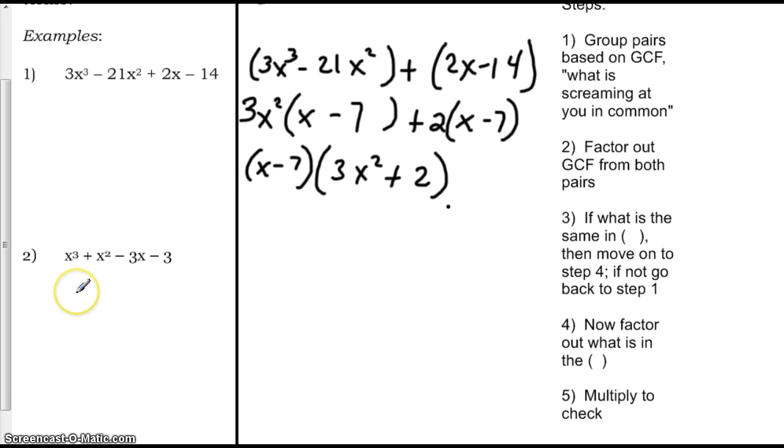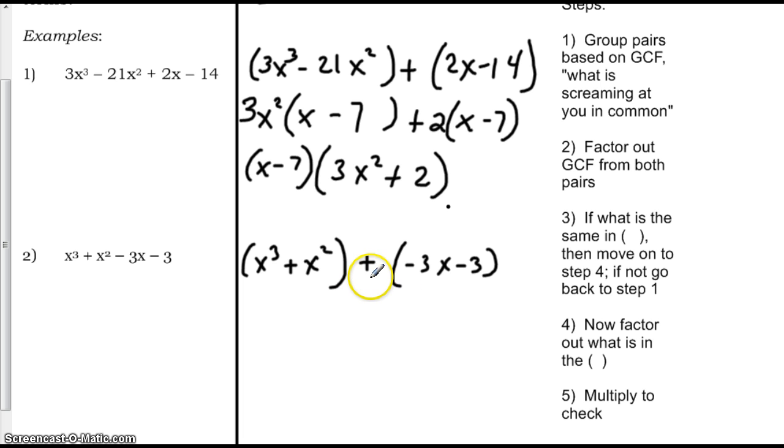Okay, let's try number 2. I already like the pairs that it set up, and what's screaming at you in common. Right here, in these pairs, I can see they have an x squared in common, and then here we have a negative 3. So I'm going to go ahead with step 1, and group them in the order they are. So I have a pair of x cubed plus x squared and a negative 3x minus 3. And every time you group your pairs, make sure there's a plus sign in the middle.